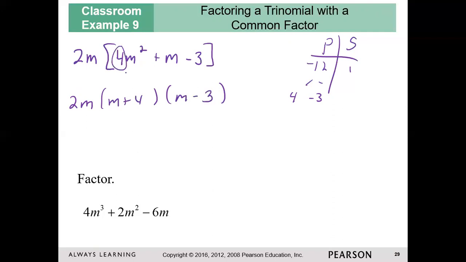And then once again, don't forget to scale these back down if you're using this method. If you're using the factoring by grouping method, this isn't as critical a step because you're just factoring by grouping and it's taking care of itself. But if you're using the method that I'm using right now, you've got to make sure that you're scaling back down your factors. So m plus 1, and then 4m minus 3, and we are done.